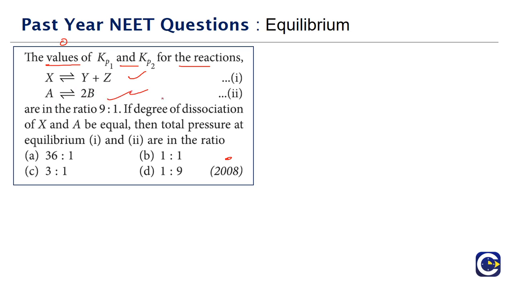9:1 ratio. If the degree of dissociation of X and A are equal, so let's say the degree of dissociation value is alpha for both of them, the same. Then the total pressure at equilibrium in equation 1 and equation 2 are in the ratio. Means we have to find the ratio of the total pressures at equilibrium.